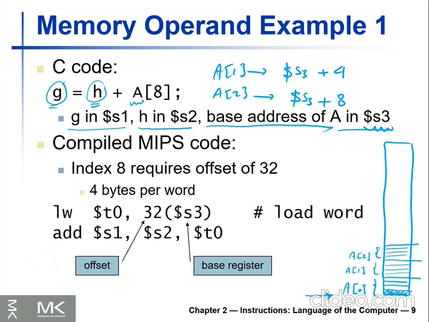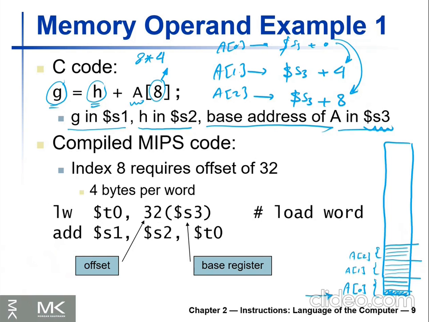So there is a pattern here. A of 0 is located at S3 plus 0. Of course, plus 0 is not needed, but I want to show you the relation. Then you add 1 here, you have 4 here. Add 2 here, you have 8 here. So basically, to read A of 8, this will be 8 multiplied by 4, 32.